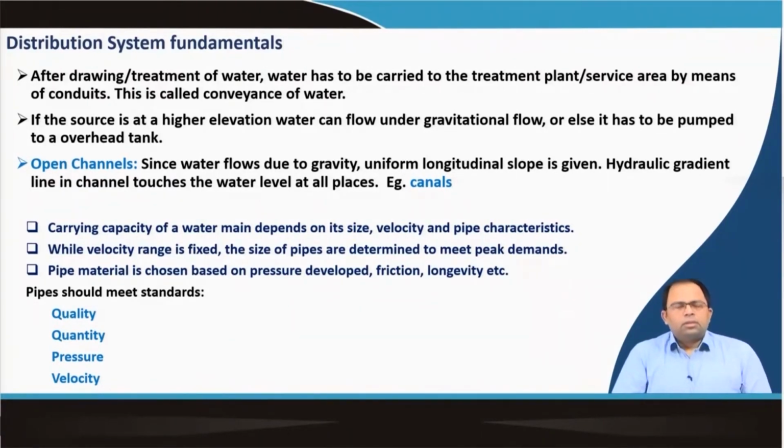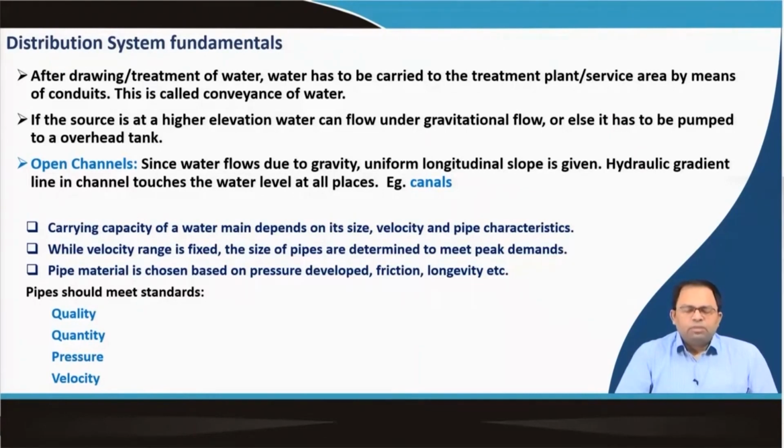Now, in most cases we will try to maintain a fixed range of velocity. Why? Because if the range is not fixed, then what happens? Sometimes if the speed is too high or too low, it will create other problems, such as scouring of the pipelines. It may lead to different issues of friction, longevity, and all these things come into play.